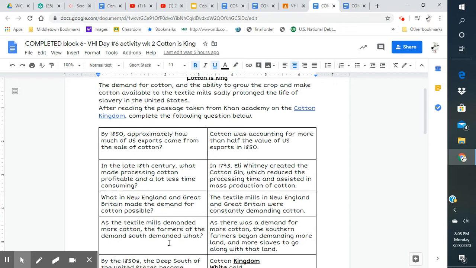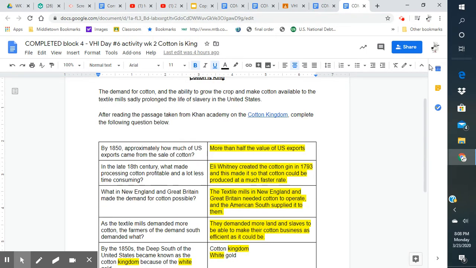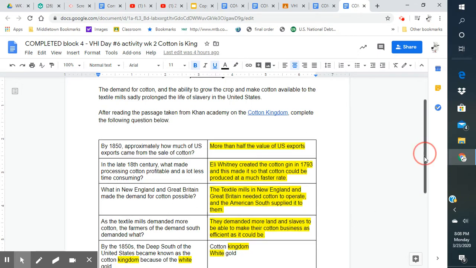Next question. As textile mills demanded more cotton, the farmers of the South demanded what? The farmers demanded slaves. So as there was a demand for more cotton, the southern farmers began demanding more land and more slaves to go along with that land. And this person says they demanded more land and slaves to be able to make their cotton business as efficient as it could be. Very, very good answer.